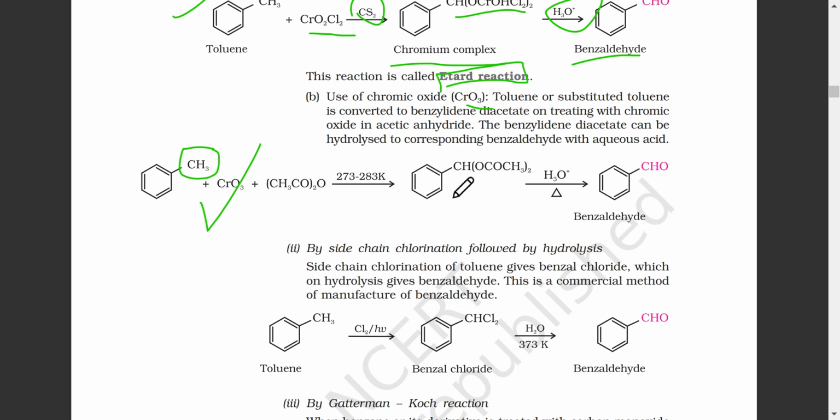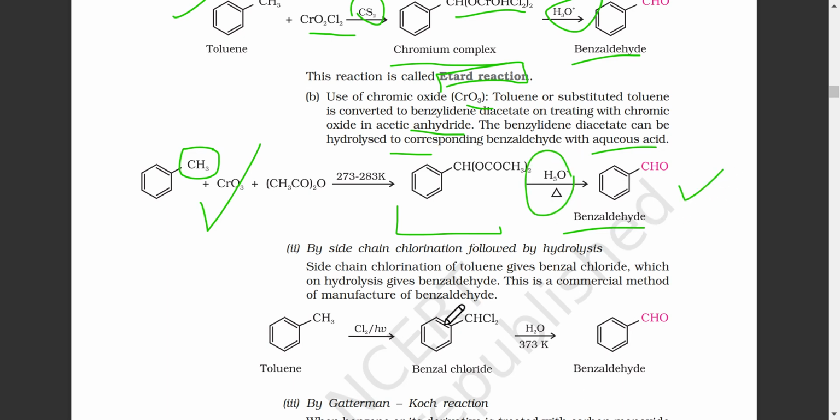Fine. Toluene or substituted toluene is converted to benzylidene diacetate. On treating with chromic oxide and acetic anhydride, the benzylidene diacetate can be hydrolyzed to the corresponding benzaldehyde with aqueous acid. So this is some sort of an intermediate that will be formed. इसको benzylidene diacetate बोलते हैं. Fine. And इसको हम convert करेंगे in presence of heat and water into benzaldehyde.